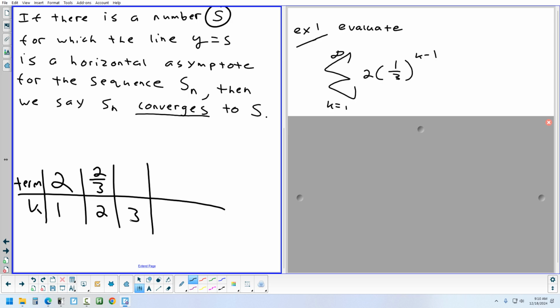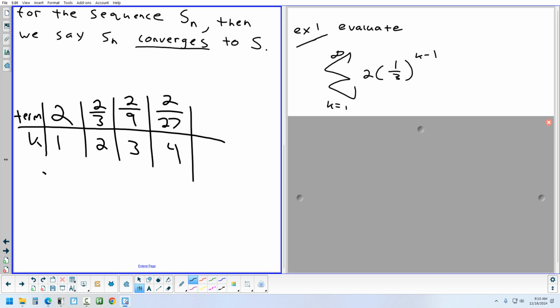Let's do 3. So 3 minus 1 gives me 2. What's 1/3 to the second power? 1/9. And what's 1/9 times 2? 2/9. And let's do one more. 4 minus 1 is 3. What's 1/3 to the third power? 1/27 times 2? 2/27. All right. So now what we want to look at is the partial sums.